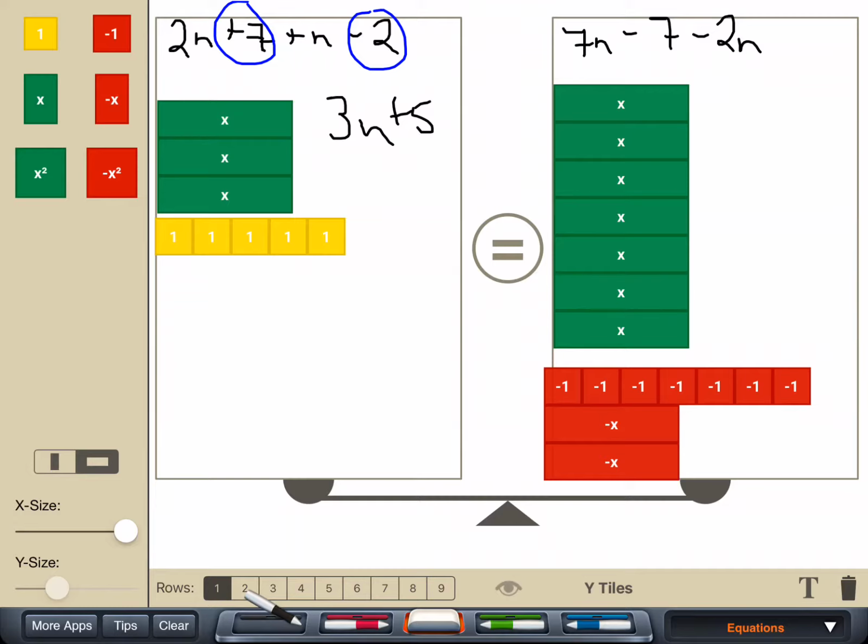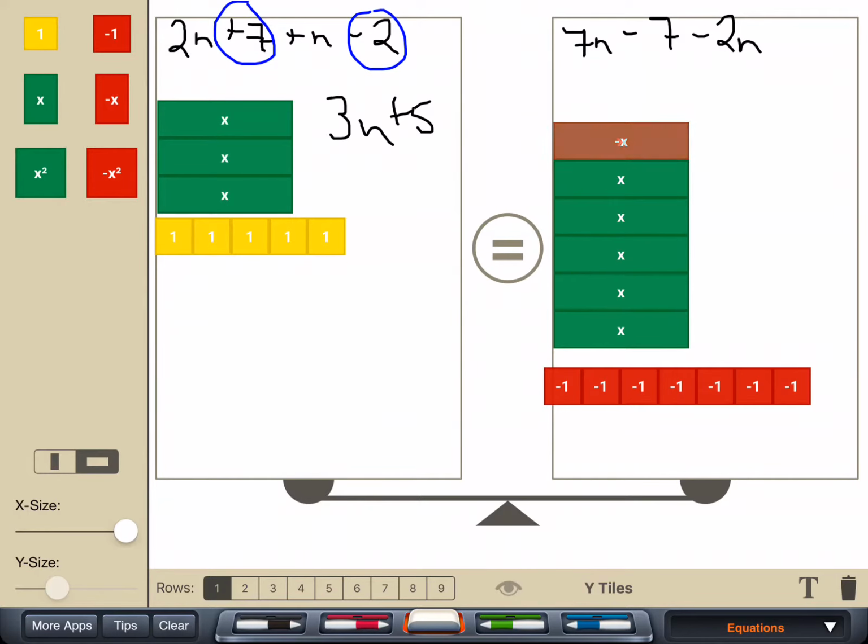So let's go to the other side. We have 3 terms, and 2 of them are n terms. So I can take my negative n and make 0 pairs with my n. And what I have is 5n, which makes sense because 7n minus 2n is 5n. And then I subtract 7. And from here on in, it's just the same as the other equations that we've seen.